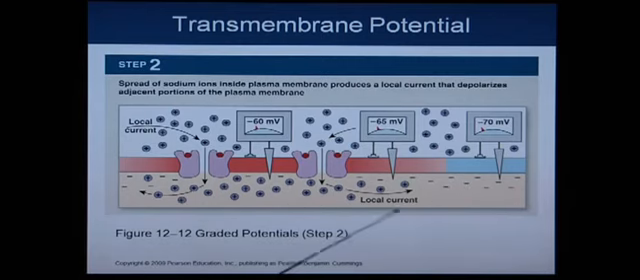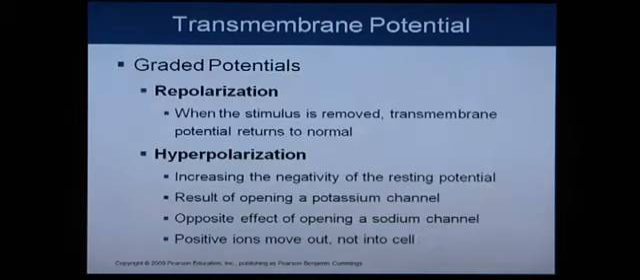So it's like a domino effect. It's going to keep continuing down the axon. We're going to have further and further depolarization down the axon towards the synapses. If we take the stimulus away, the transmembrane potential will return to normal. That's called repolarization. So to take the membrane potential from positive or zero back towards negative or its original resting place. So to repolarize, we would be returning to negative 70 millivolts.